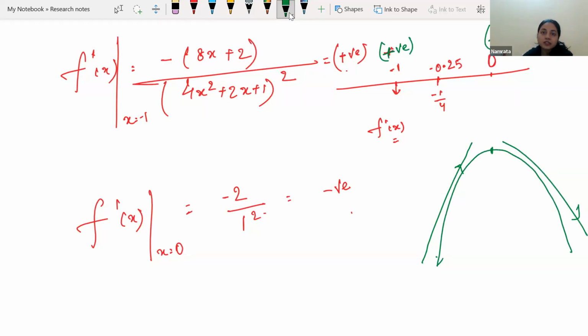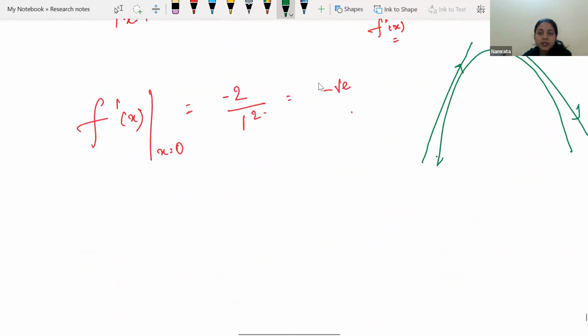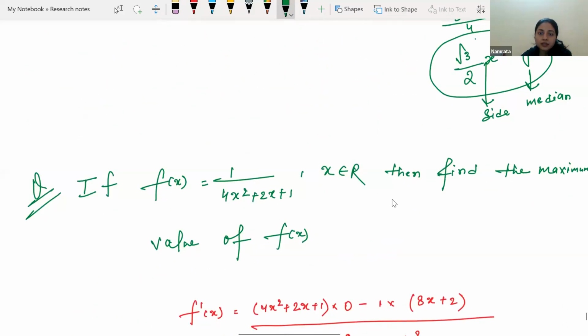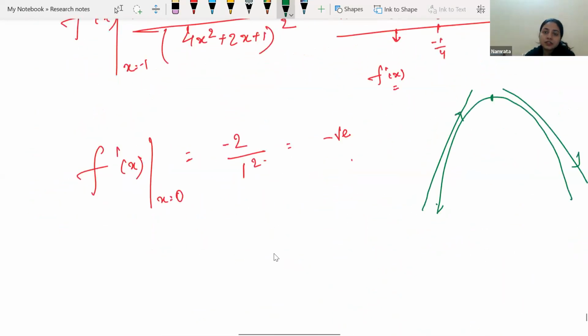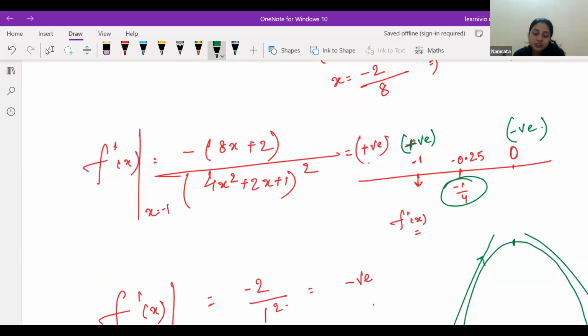That means we will be having maxima, right? Yes. We will be having the point of maxima, and we have to find the maximum value. Here x equals minus 1 by 4 is the point of maxima. We have to find the maximum value. So for that, what will we be doing? We got the point x equals minus 1 by 4 as the point of maxima. How to find the maximum value?